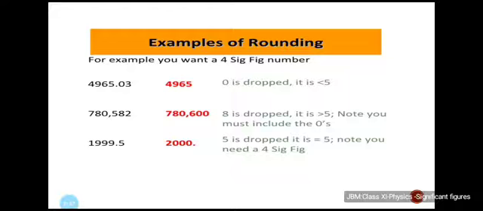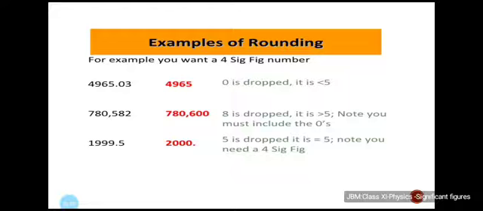Now what will happen if the digit to be dropped is 5 followed by digits other than 0? Then the preceding digit is raised by 1. For example, x equal to 16.351 is rounded off to 16.4. If x is equal to 6.758, it is rounded off to 6.8.